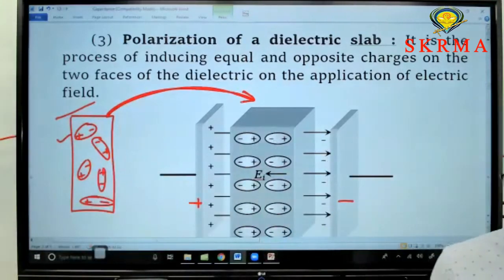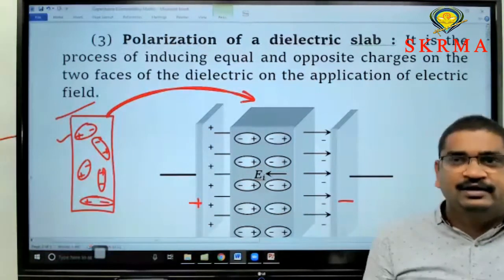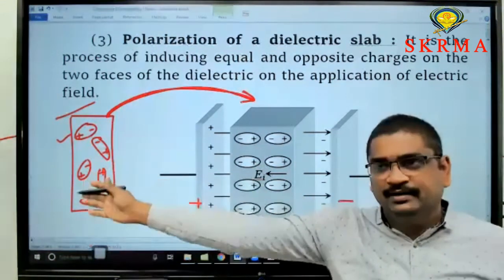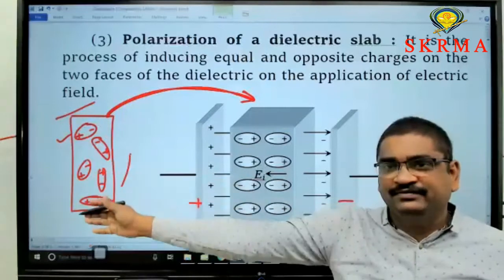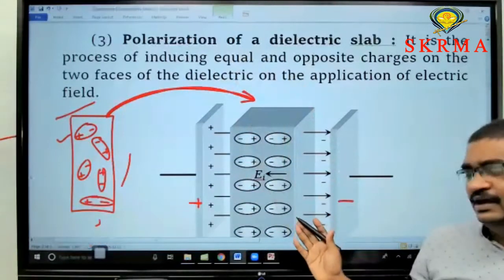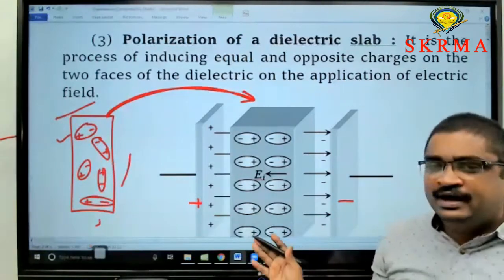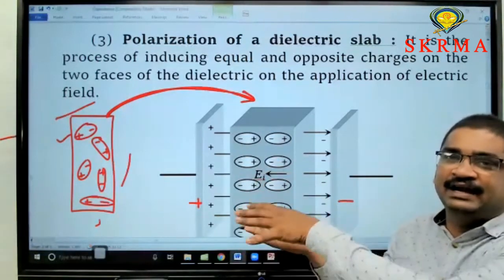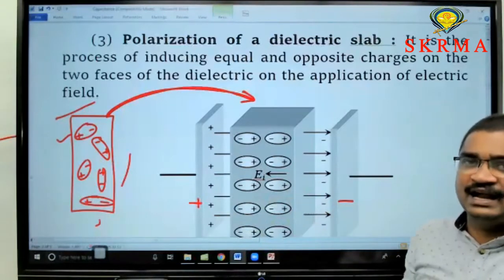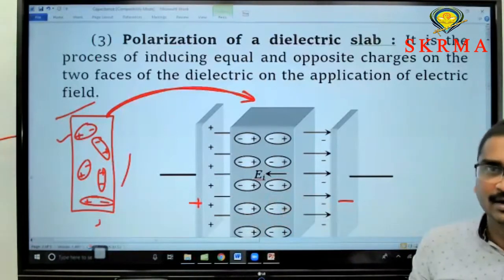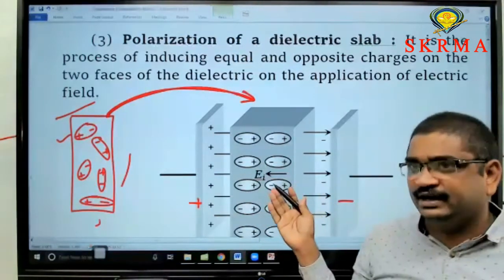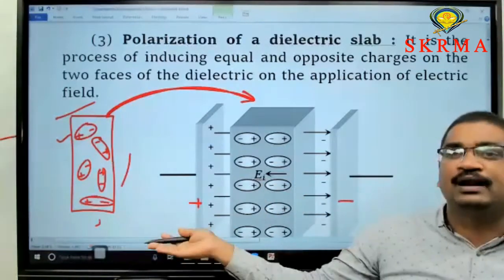So what is the process? Initially, all dipoles are arranged in a random way. If you place this between the capacitor plates, what happens here? Dipole moments are aligned. This process is called polarization. So alignment of dipoles is nothing but polarization.